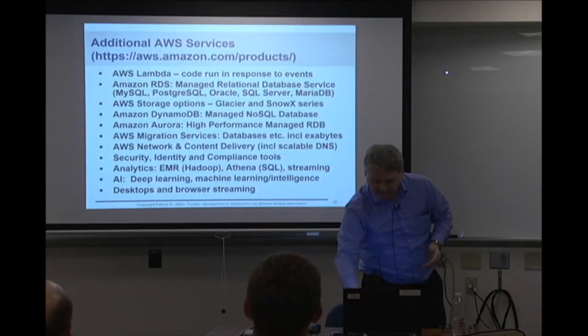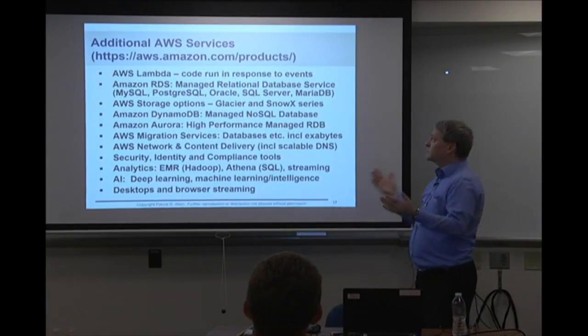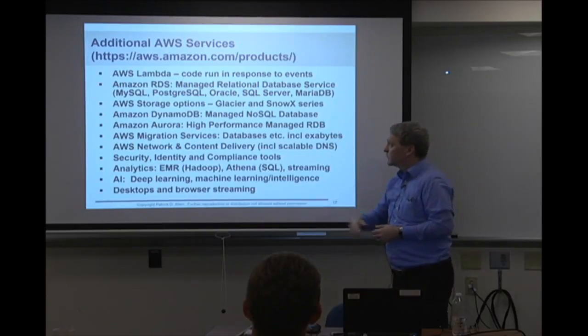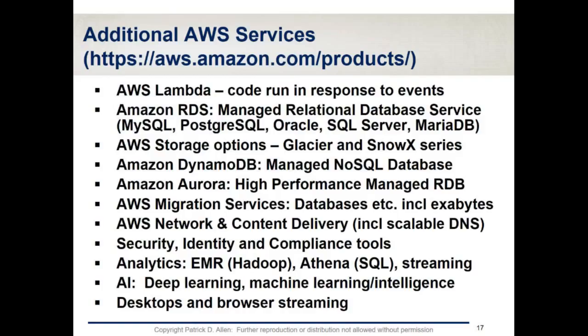Okay, so some additional services. I just picked Amazon Web Services, and there's the link if you want to look at it. Lambda is code run in response to events. So if you have something that's monitoring things in the cloud and you want to process what is going on in the cloud, then you can use Lambda to make those calculations and then take an action. So it comes in very handy for those who are working on cloud security.